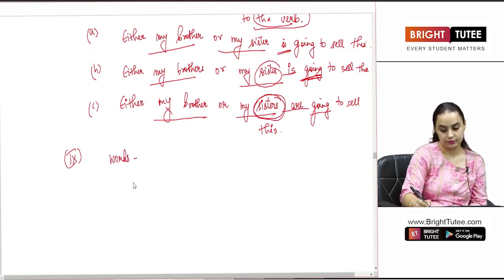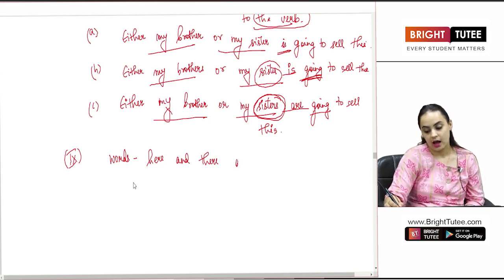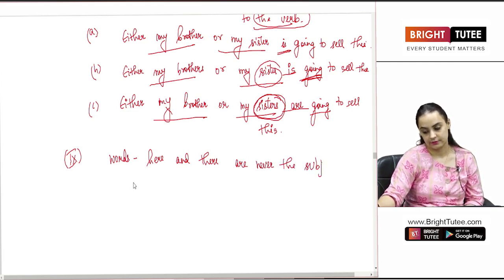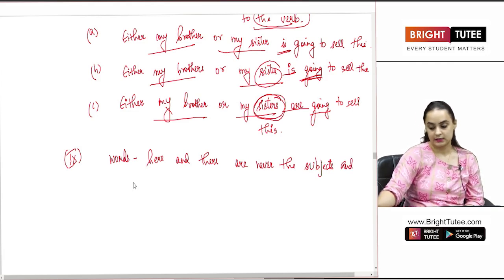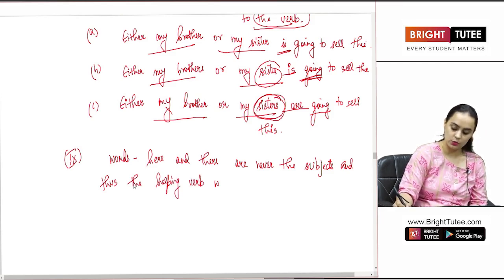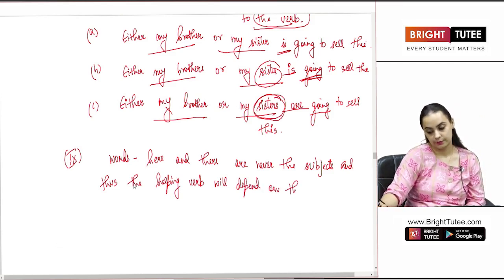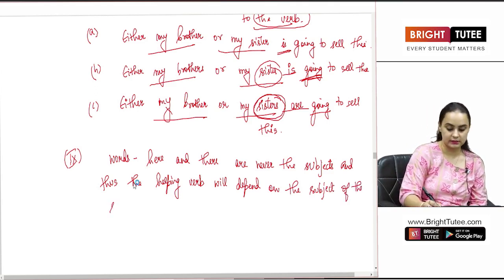Words here and there are never the subjects, and thus the helping verb will depend on the subject of the sentence.